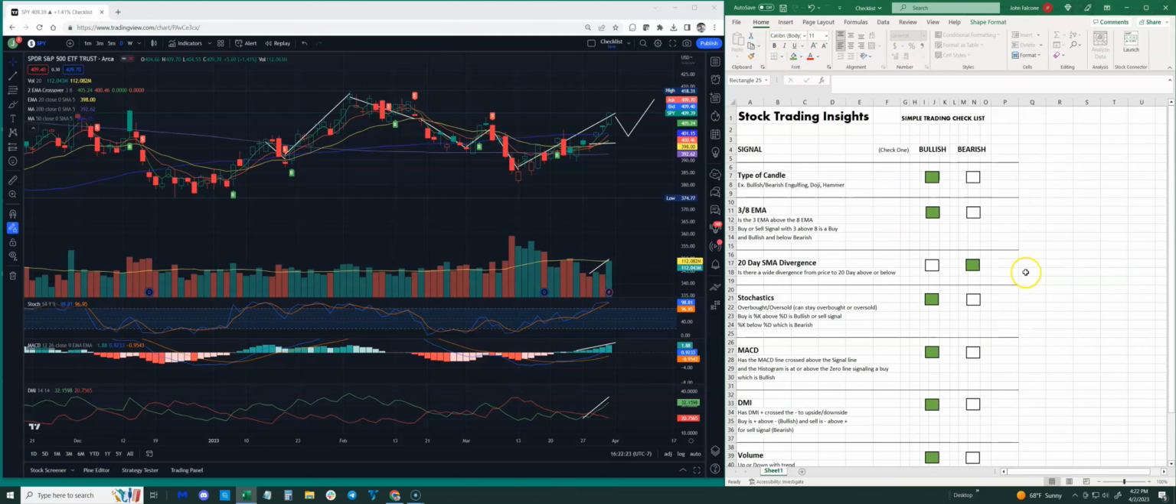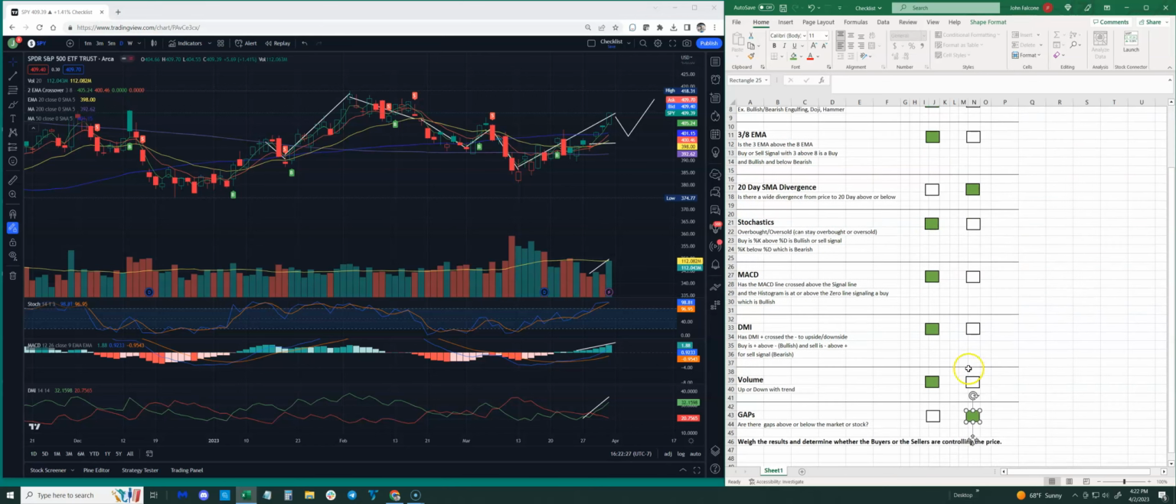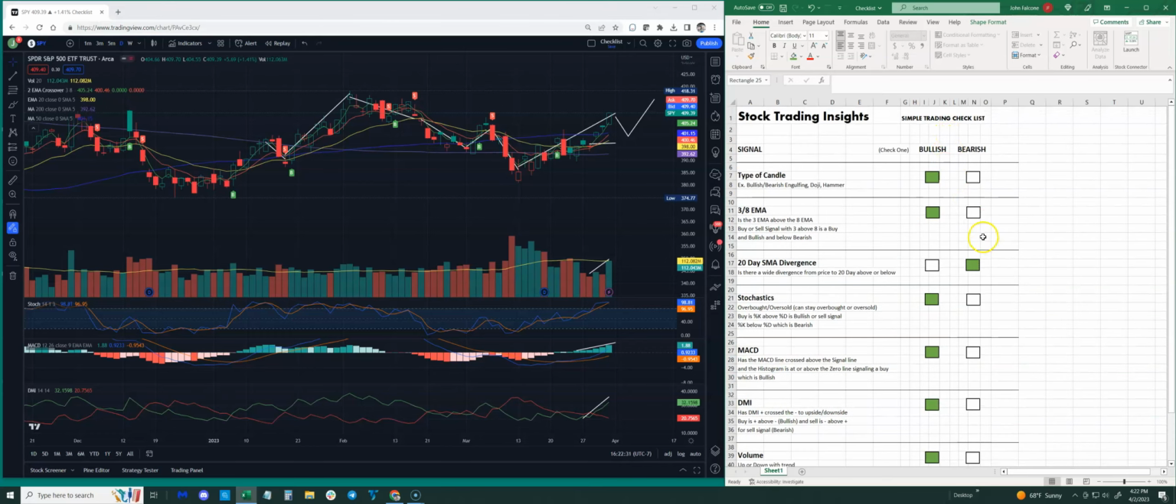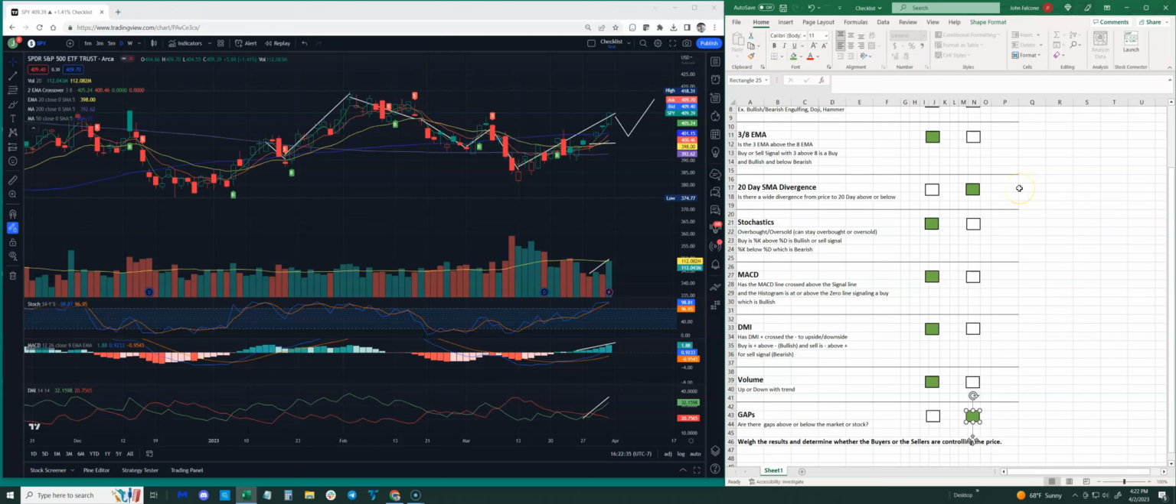So what do we have here? We got two bearish, 1, 2, and 6 bullish. So 6 to 2. I'm sorry. So that is a bullish chart. It's leaning definitely to the upside, to continue to the upside.